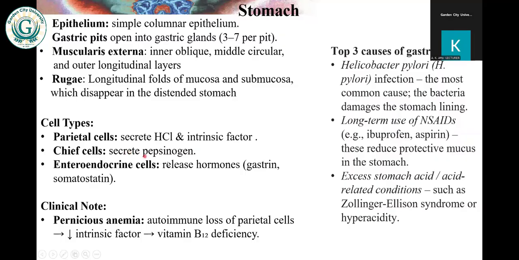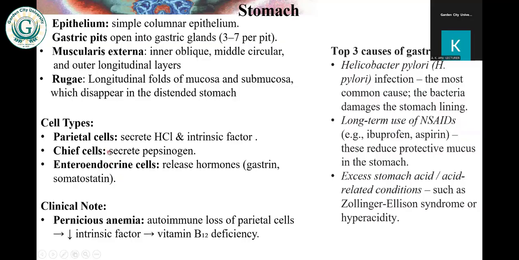The chief cell secretes pepsinogen. The HCl produced by parietal cells will activate the pepsinogen, in other words, converting it to an active form that we call pepsin. The enteroendocrine cells, like the ones called the G cells, release gastrin. It is when this gastrin is released that the parietal cells will secrete HCl.